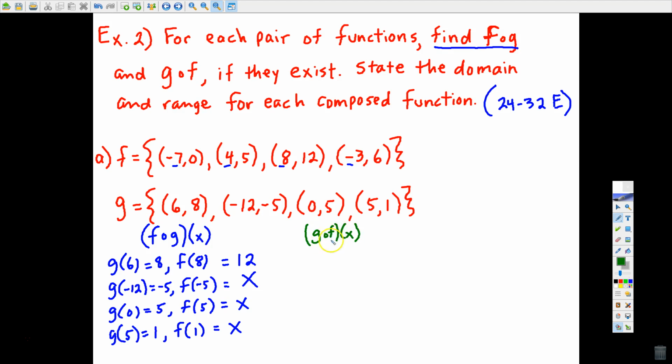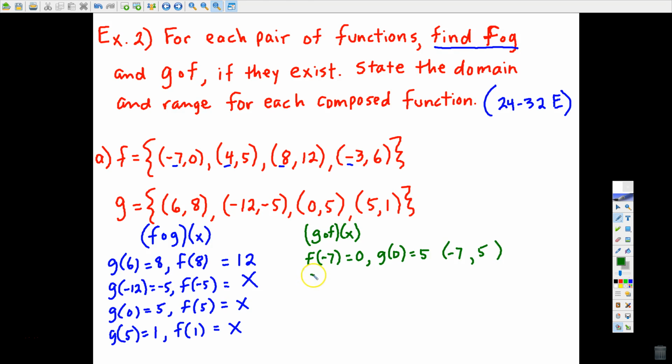All right, so according to the way this is set up, remember I evaluate the function closest to the variable or the number first. So now I'm going to evaluate the f function, f of negative 7. If negative 7 is an input in the f function, the output is 0. So that means I use 0 as an input in the g function, and I have an input 0, and it produced an output of 5. So the composed function results in the ordered pair, original input negative 7, final output of 5.